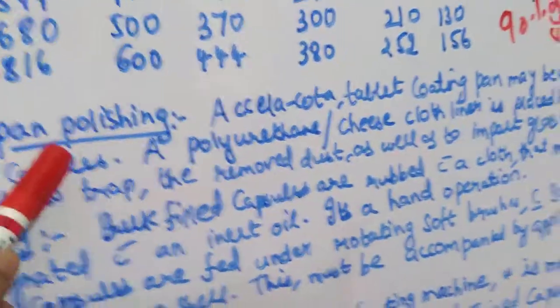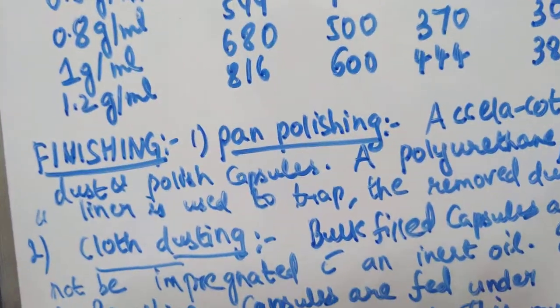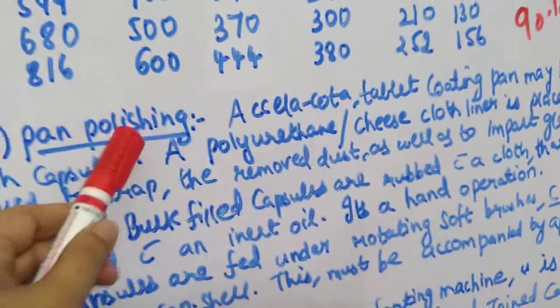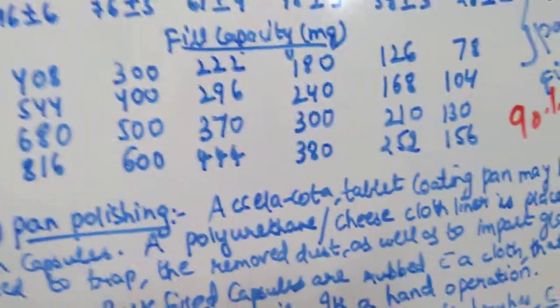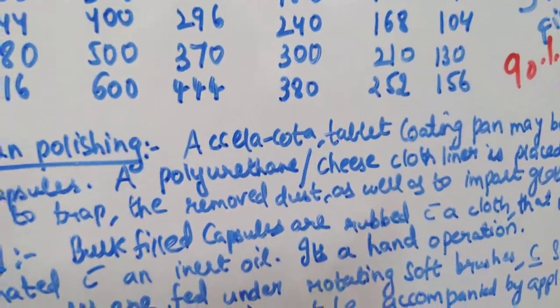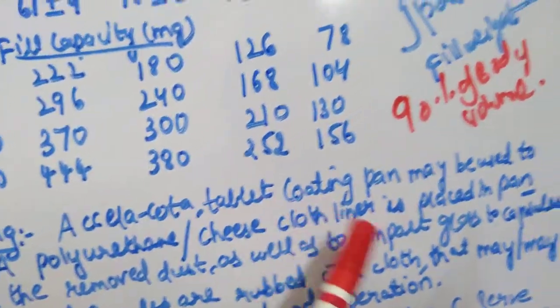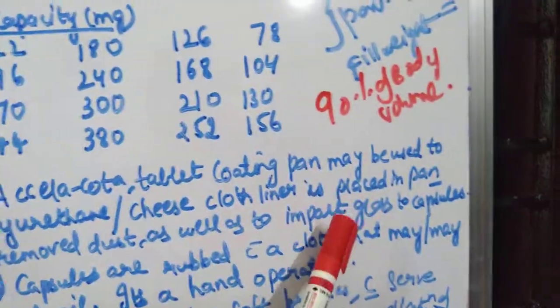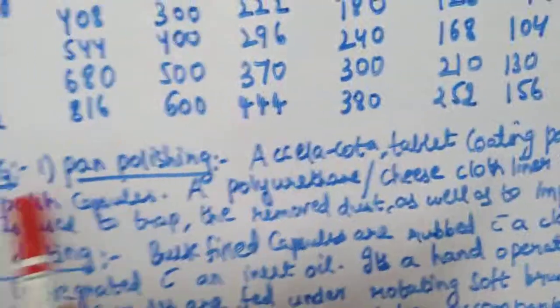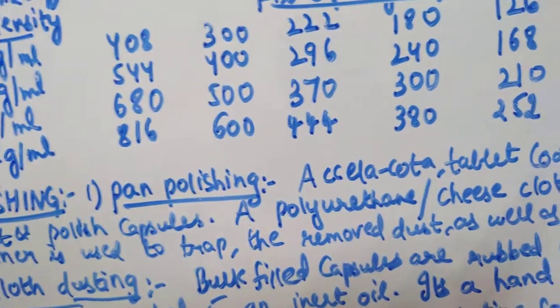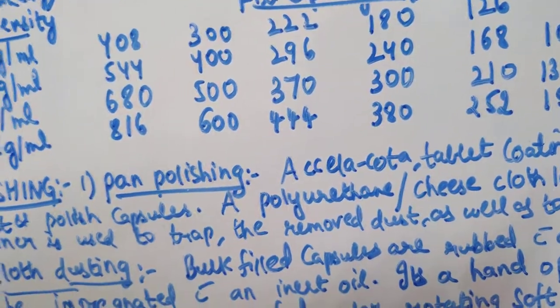First, coming to pan polishing. In this you will use a coating pan. You remember the coating pan which we used in tablet coating. So here you are using that coating pan. The Accela-Cota tablet coating pan may be used to dust and polish the capsules.